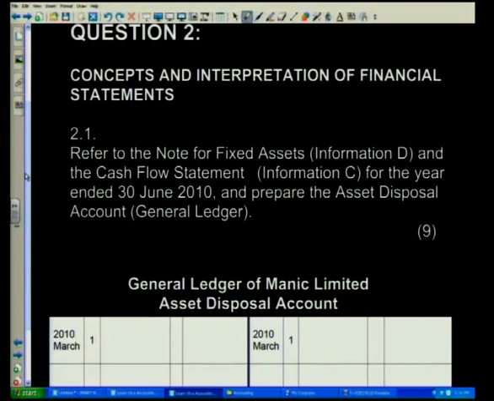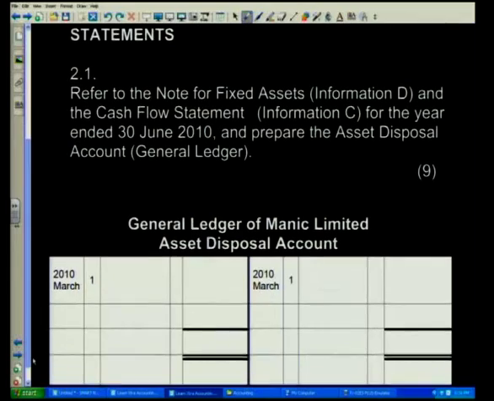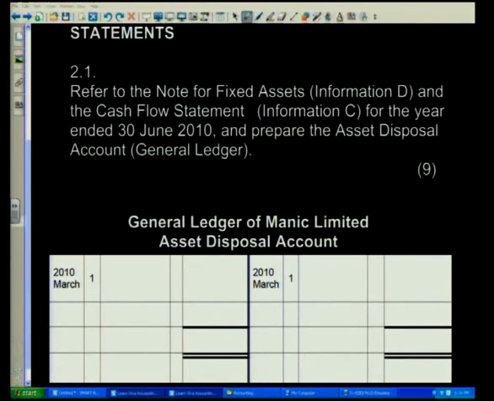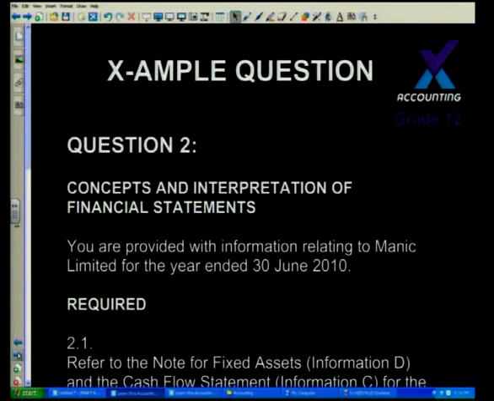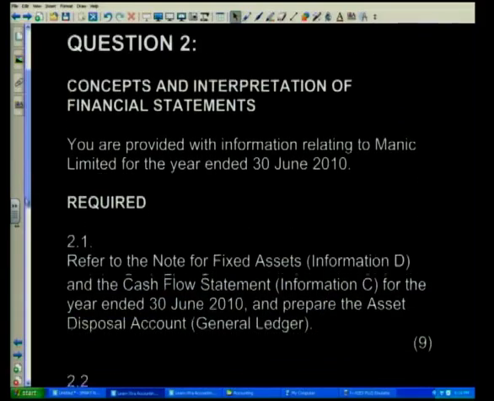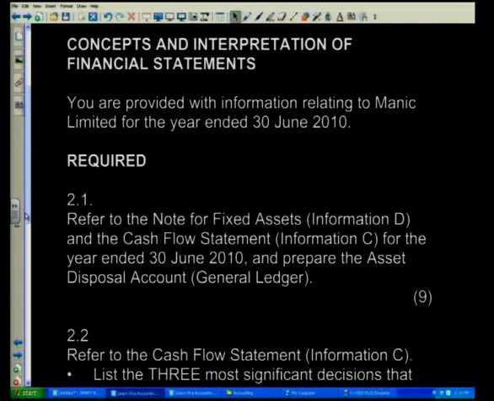Okay, let's look at the second question. The second question is much the same as the first question in that it also has an asset disposal account. In this question, we're dealing with a business called Manic Limited for the year ended 30th of June 2010. And it asks us in 2.1 to refer to the note for fixed assets, which is information point D, as well as the note on the cash flow statement, information point C, in order to prepare the asset disposal account in the general ledger.